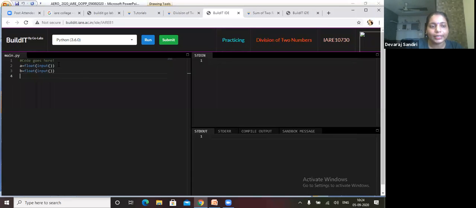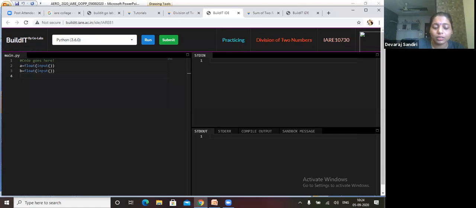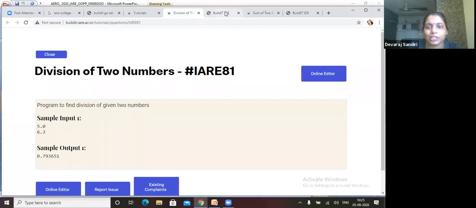So what do you have to do? Division. Division: C is equal to A divided by B. Yes, single slash I am giving because it is float. Print C. If I give double slash, then floor division will come. So what is the input I have taken? 5.3, 6.3.